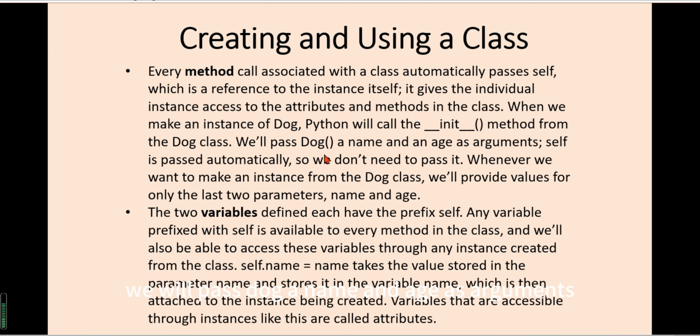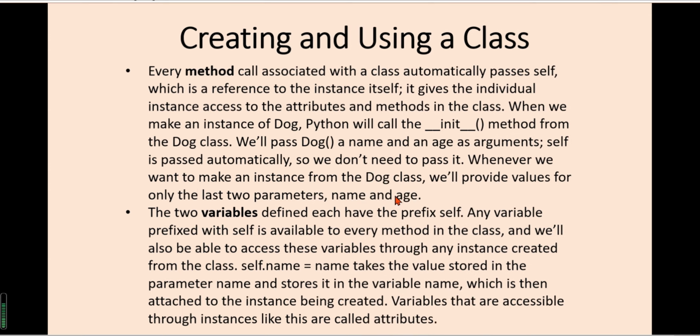We will pass dog a name and age as arguments. So self is passed automatically, so we don't need to pass it. Whenever we want to make an instance from the dog class, we will provide the values for only the last two parameters, name and age. So the two variables defined each have the prefix self.